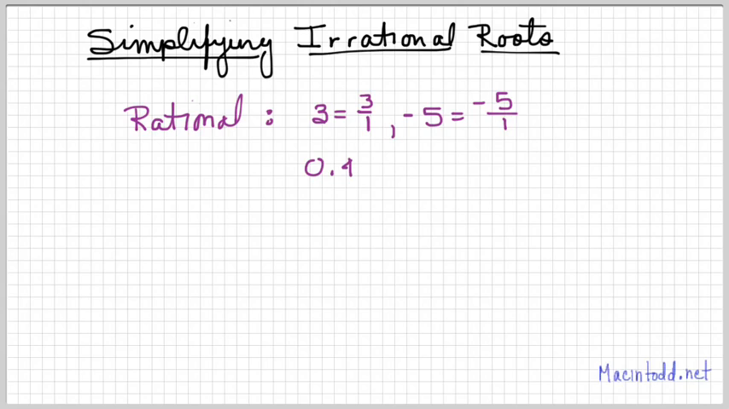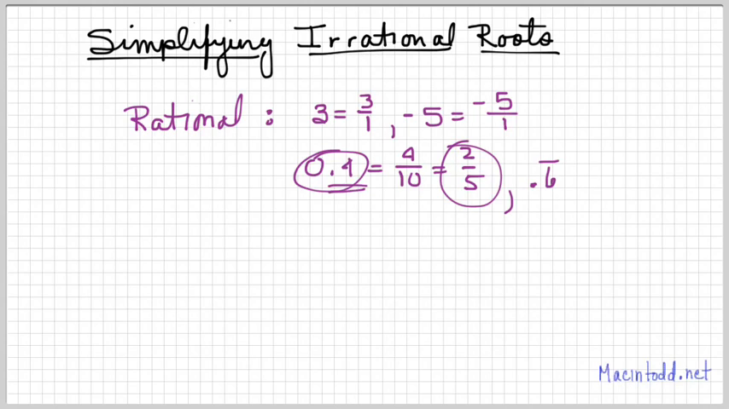0.4 is read 4/10, so it can be written as a fraction, 4/10, which reduces to 2/5, which is still equal to 0.4. But again, 0.4 can be written as a fraction, therefore it's rational. And in fact, any decimal value, as long as it's finite, like this 0.4 is, or it repeats itself, for example, 0.6 repeating is 2/3, can be written as a fraction, and it's rational.